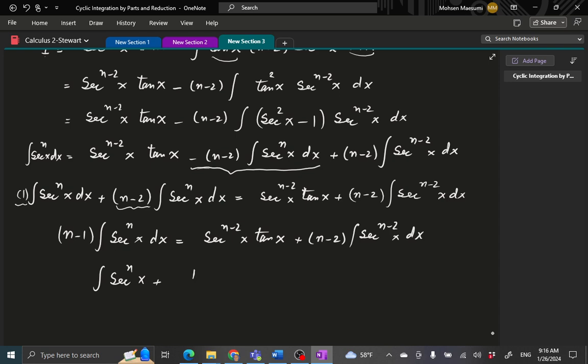So I have dx, 1 over n minus 1. Let me write my simple function first, so it just looks like everything else I wrote. n minus 2 of x plus n minus 2 over n minus 1 of the integral of secant to the power of n minus 2 of x dx. And then that is what we were trying to show.